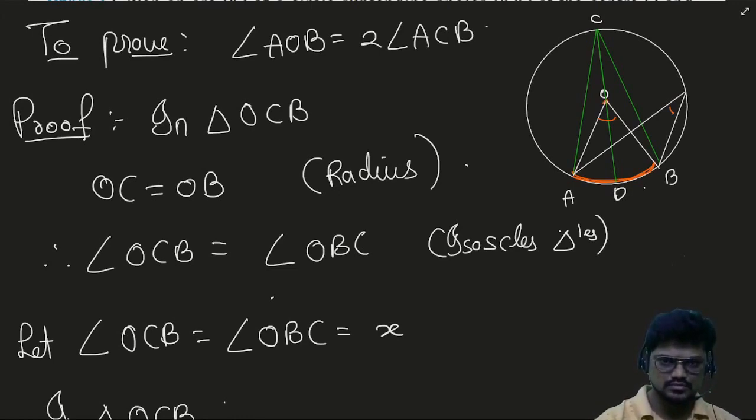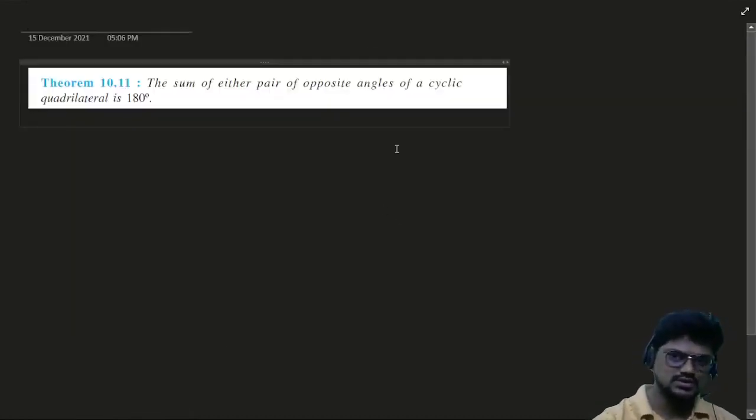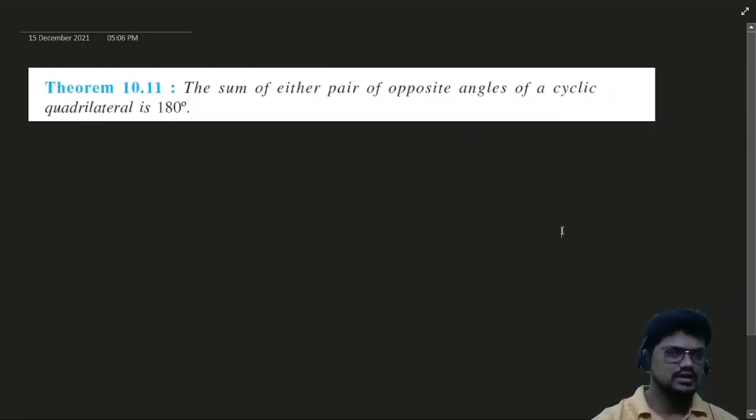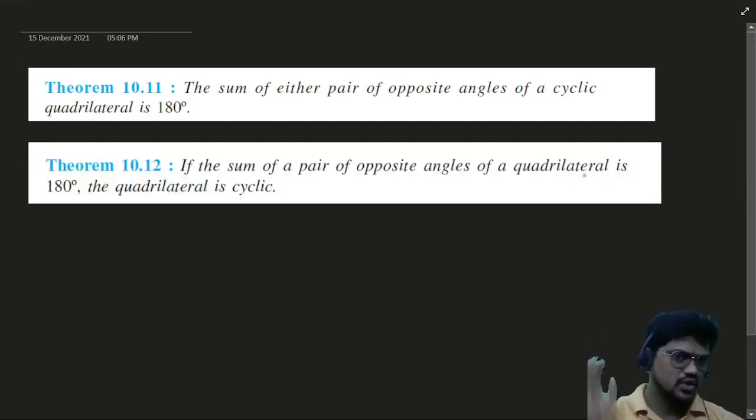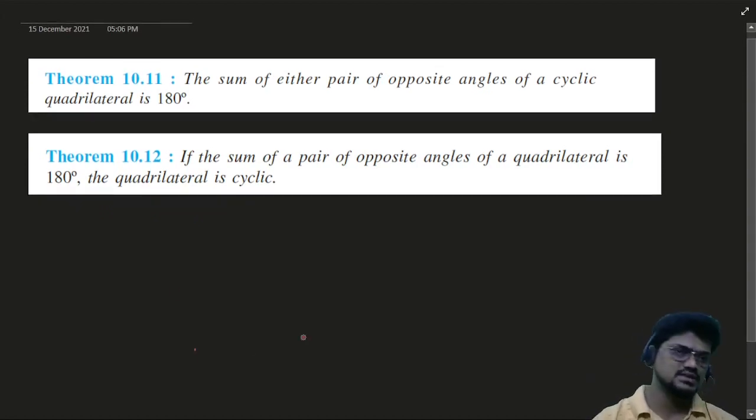Yeah, the next one is the cyclic quadrilateral. The sum of either pair of opposite angles of a cyclic quadrilateral is always 180 degrees. You don't have the proof of this, you only have the statement of this. The sum of either pair of opposite angles of a cyclic quadrilateral is 180 degrees. Also, there is one more theorem, which is just the converse of that. If the sum of a pair of opposite angles of a quadrilateral is 180 degrees, then the quadrilateral is cyclic.